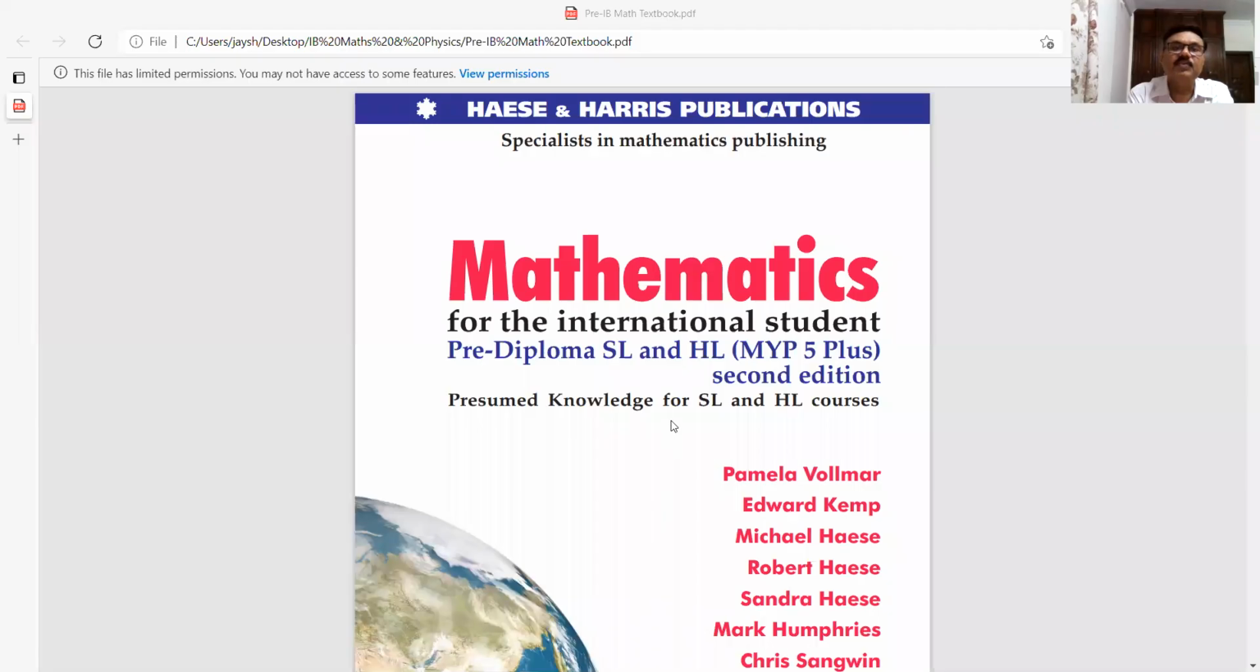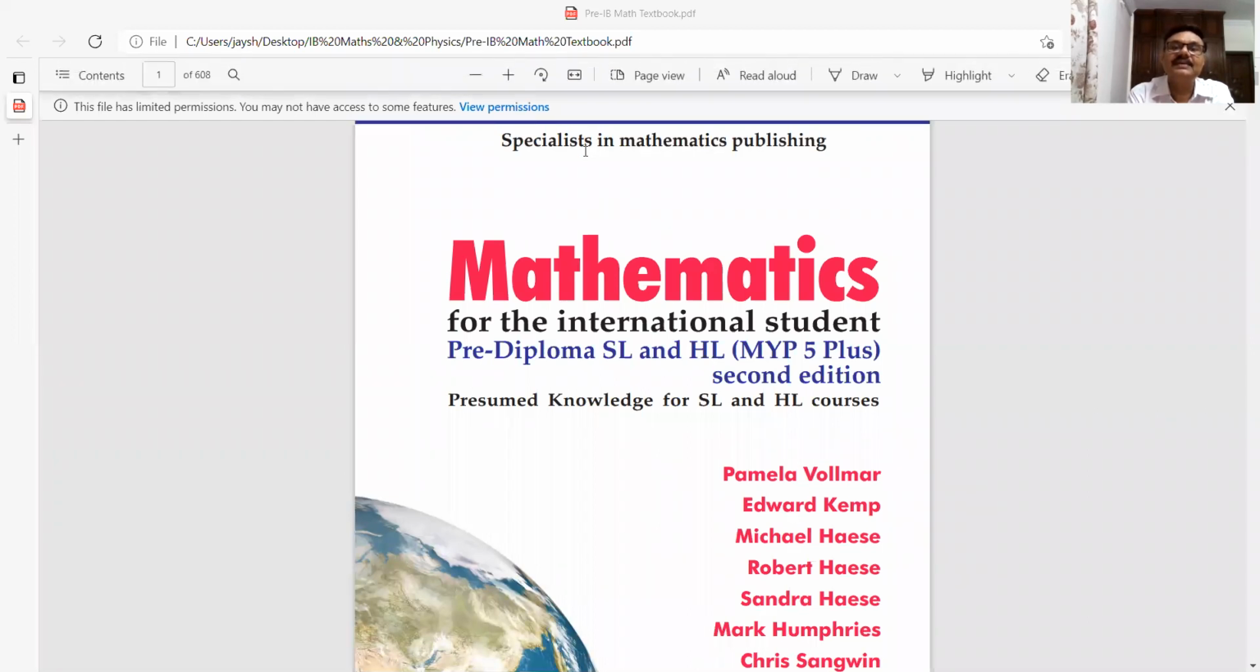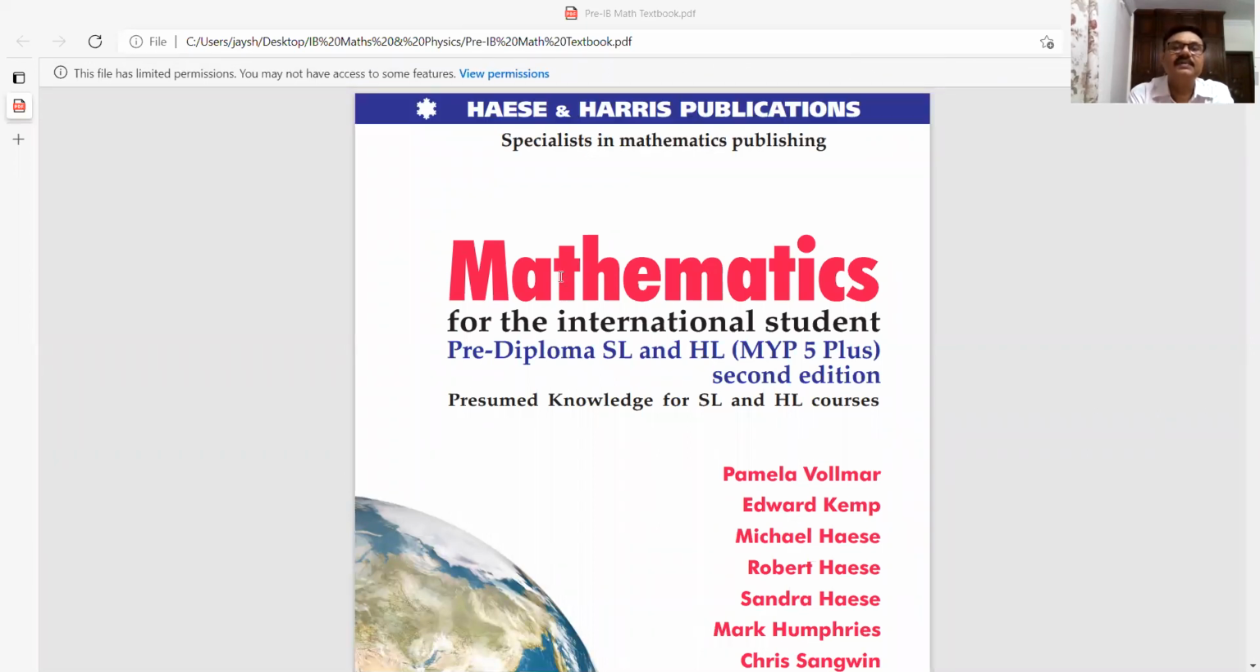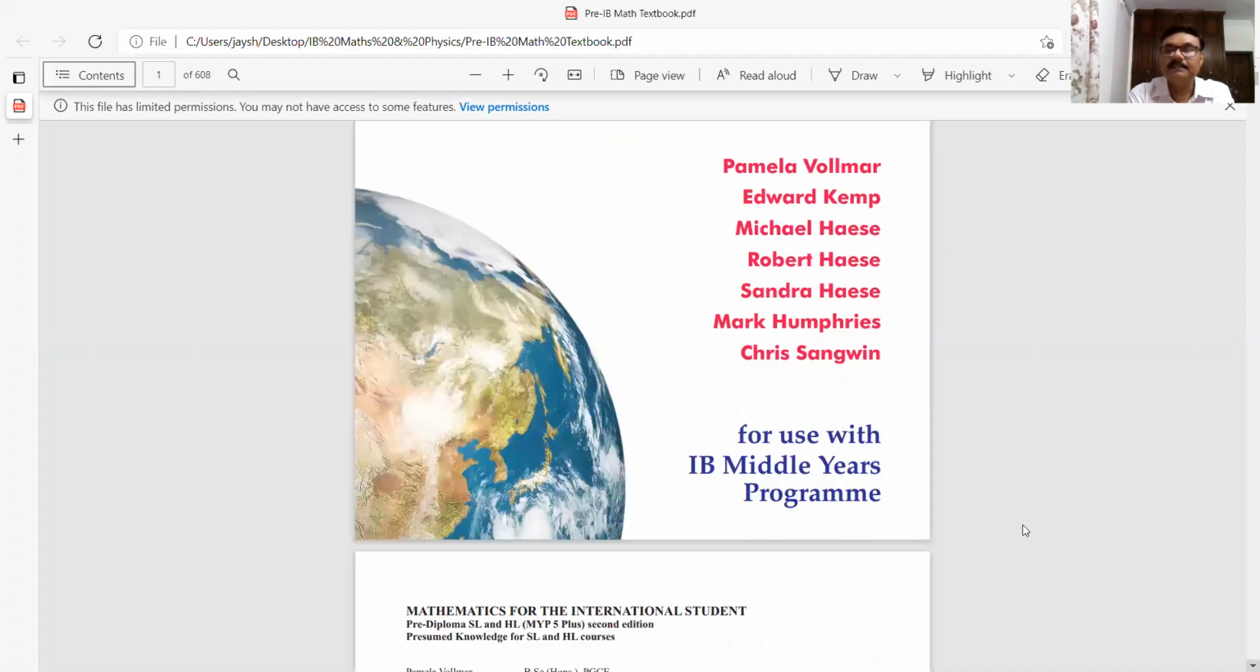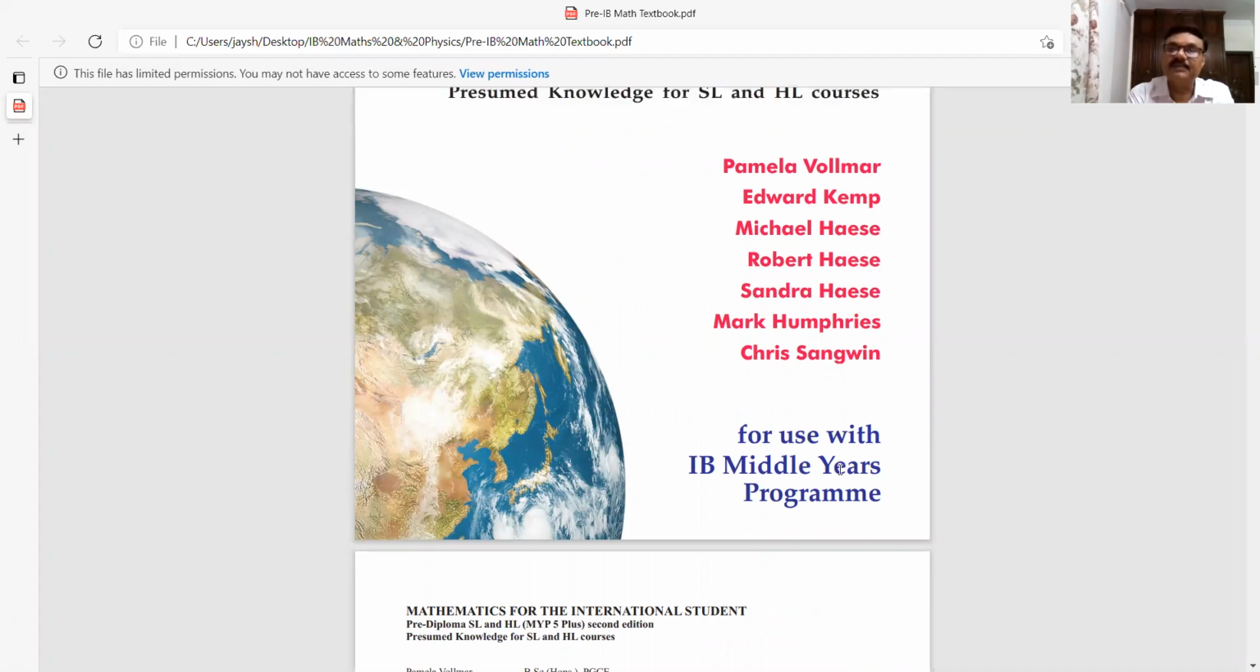So we'll refer to this book, Hese and Harris Publications, Mathematics for the International Student, Pre-Diploma SL and HL, MYP 5+, second edition. And this is for use with the IB Middle Years Programme. So today we'll do the second chapter, because the first chapter, sets and Venn diagrams, we have already completed. So today we'll start the binomial theorem.